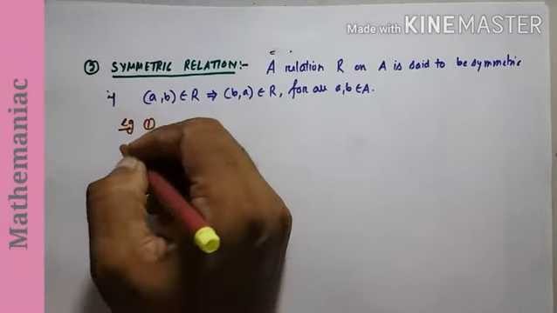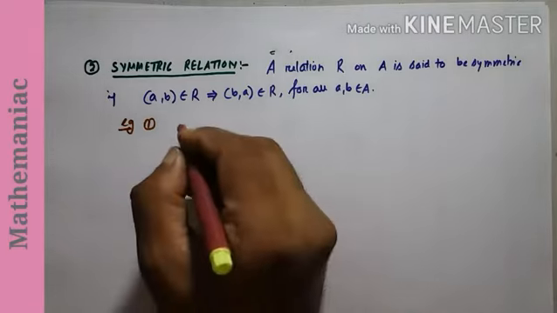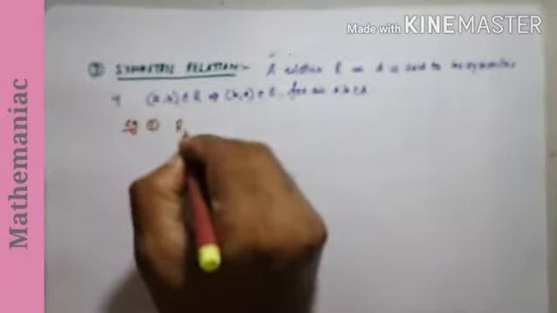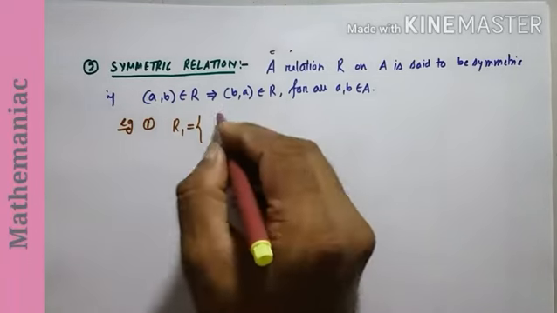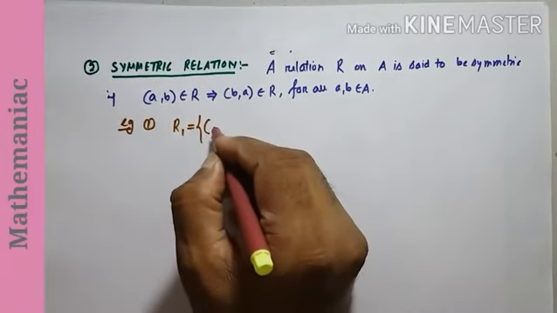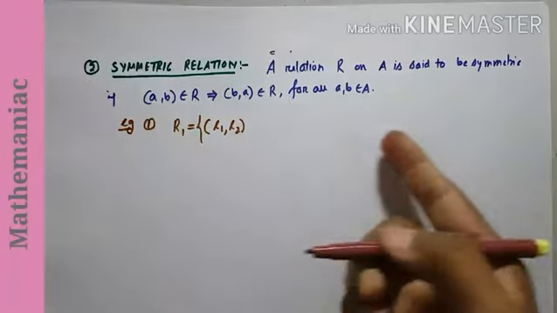Example number 1. In earlier cases we have written the relations as R, but in future reference it will be difficult, so from this time onwards I will be writing R1, R2, etc., so that it will be convenient to refer to the relations. Say R1 I want to define, where L1 and L2 are two lines.